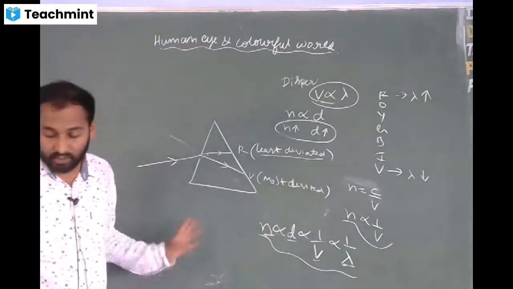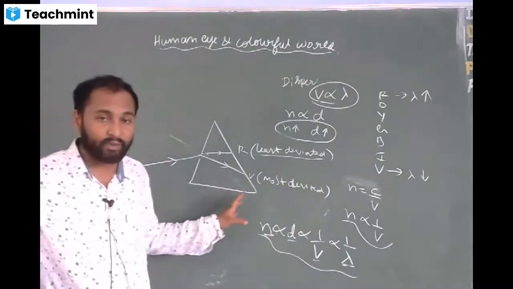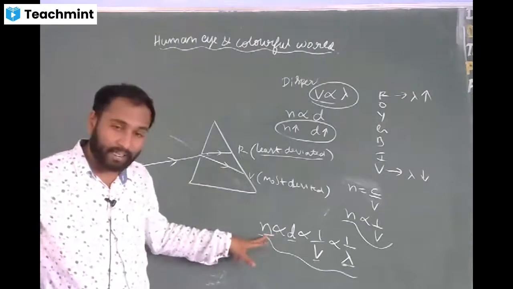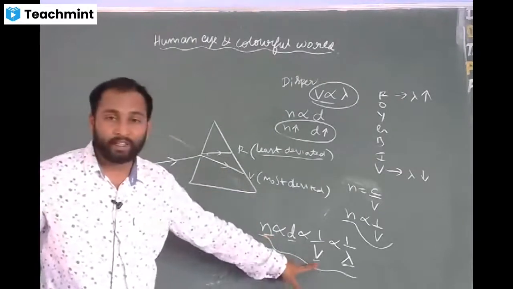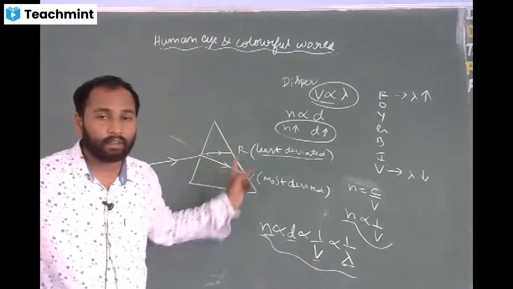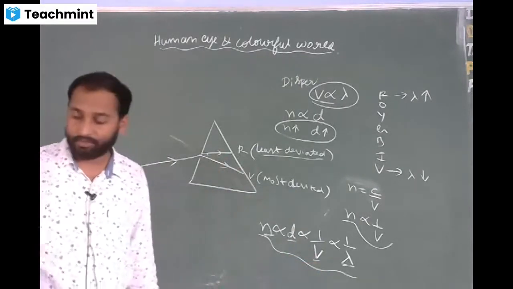Understood? So this is how different colored light will deviate due to their wavelength, due to the refractive index, as well as due to the speed of light, which changes as it enters the prism. Understood?